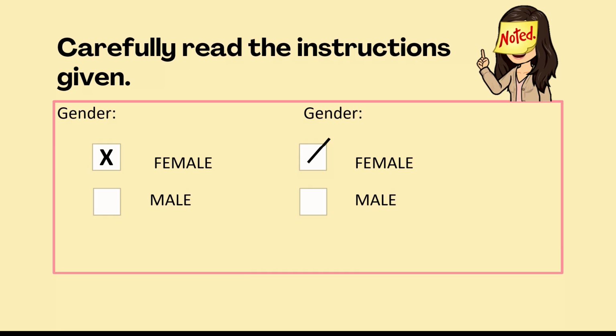Paiba minsan ang instruction. For example, merong mga forms na ang sinasabi sa direction ay lagyan mo ng X mark. Meron din namang ibang forms na ang direction ay lagyan ng check mark. Meron din namang iba na lagyan ng shade. So, you have to really read the instructions carefully.